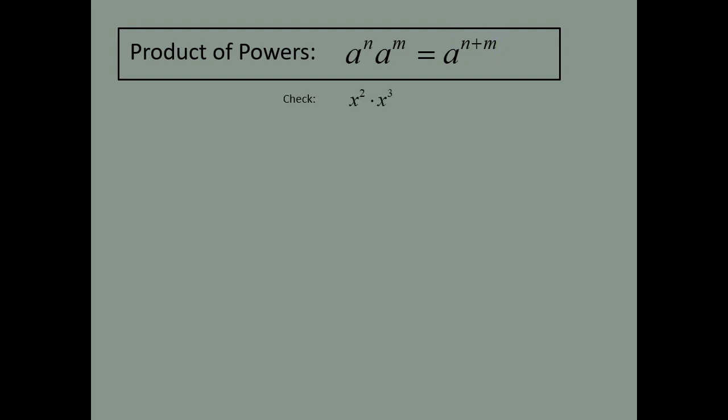We can check this with a simple example. X squared times x cubed is x squared times x cubed, and you can see we end up with 5 x's altogether, or x to the fifth.